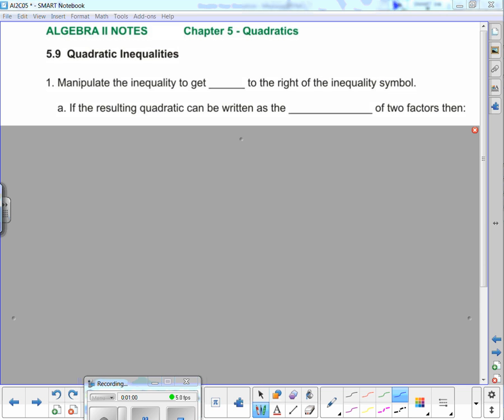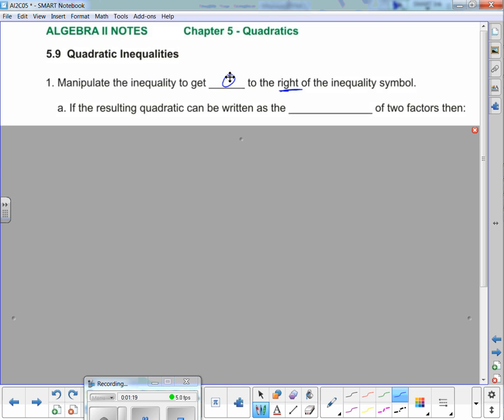This is one thing I do not cover in the review video, because I knew it was a lesson right before doing it, and plus it would take time. All right, what do you have to do? Manipulate the inequality to get 0 to the right of the inequality symbol. That's really important.